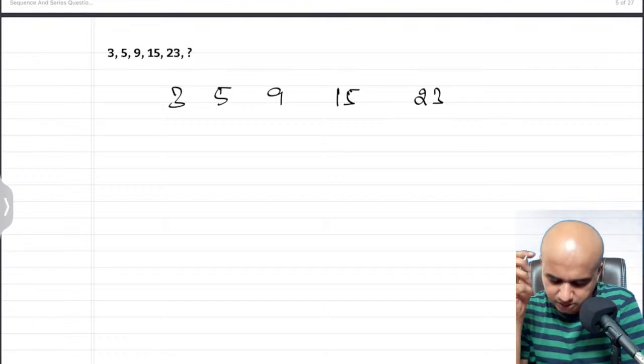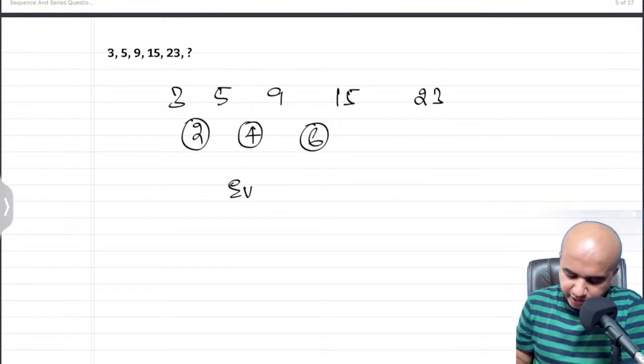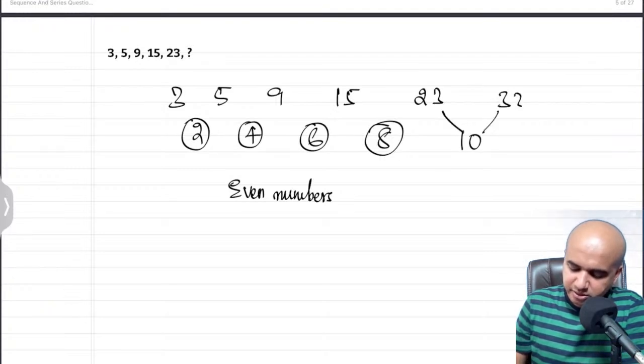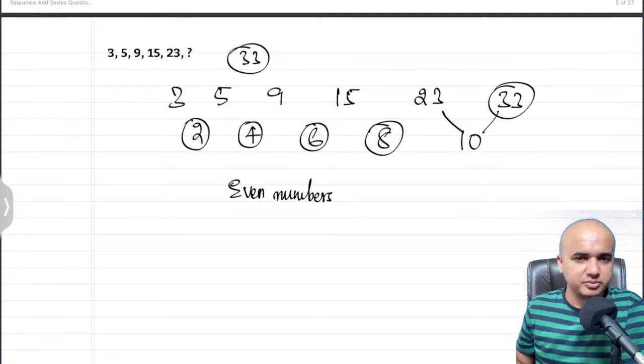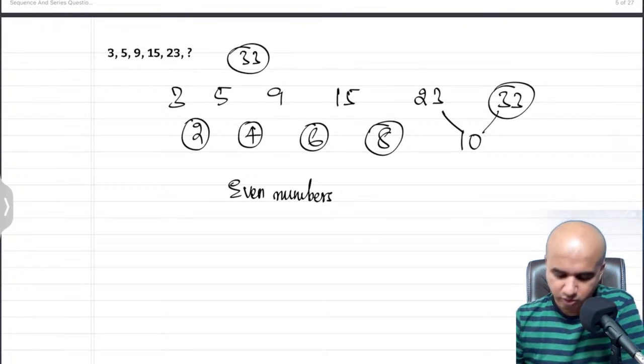So 3 plus 2 would be 5. 5 plus 4 would be 9. 9 plus 6 would be 15. So if you look at these, they are just even numbers. So next would obviously be 8. 15 plus 8, 23. So the next even number in the series would be 10. So 23 plus 10 would result in 33. So therefore the answer in this case would be 33 once again. Okay, that was easy. Nothing much to do. Moving on.